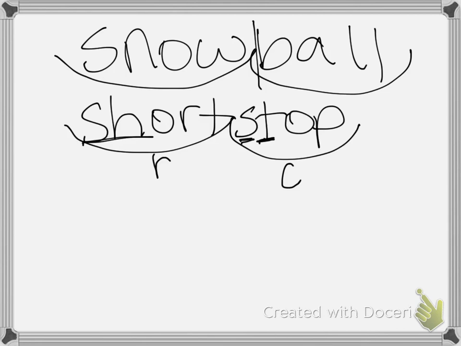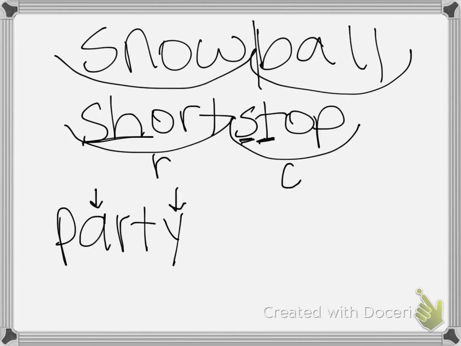Okay, the next word we're going to look at is the word party. Okay, party. So if you look at the word party, how many vowels does it have? It has two vowels. It has an A and it has a Y. Okay? I know Y is sometimes, but at the end it's saying the E sound. So yes, it is going to be a vowel in this case.